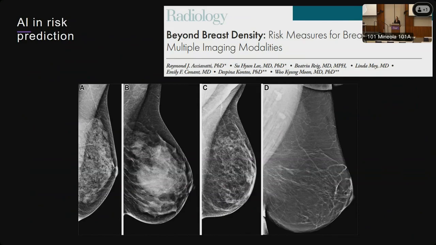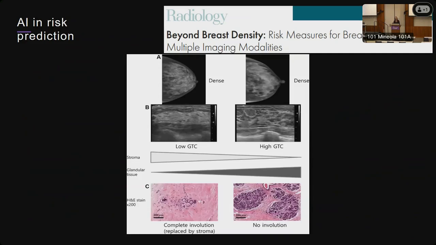But that's not the whole story, because there's some women with fatty breasts who get cancer and plenty of women with dense breasts who never get cancer. There's more to the story than that. Ultrasound also gives us some information about composition. There's some ultrasound that shows a lot of involuted stromal tissue, involuted glands with stroma, and then there's some that shows a lot of glands. So what is this ultrasound parenchymal texture telling us?